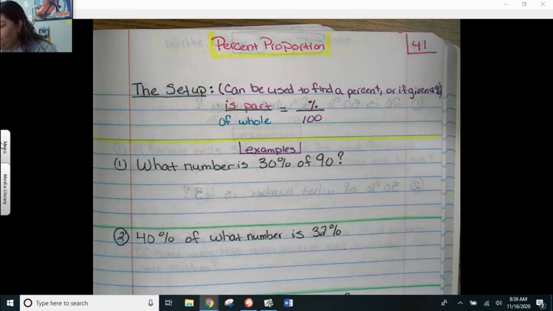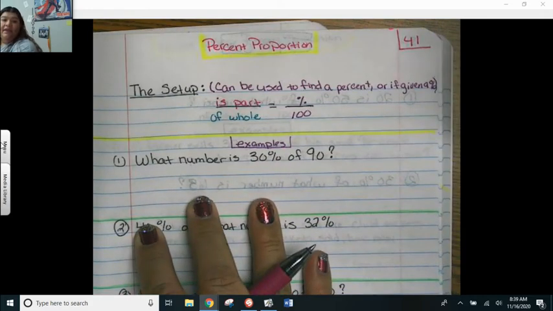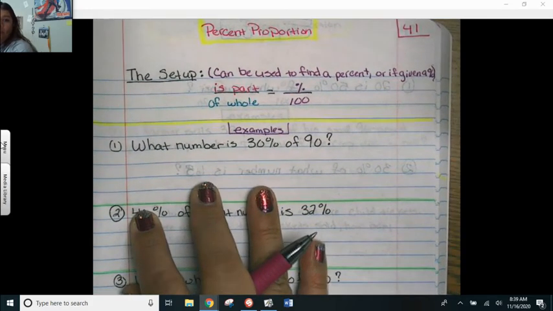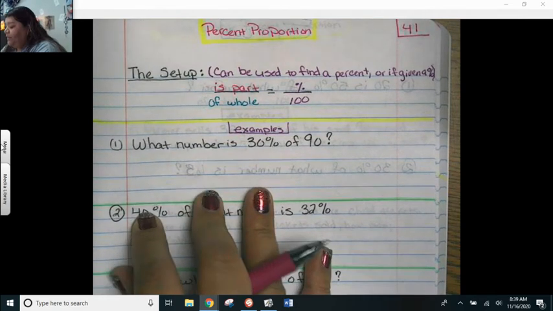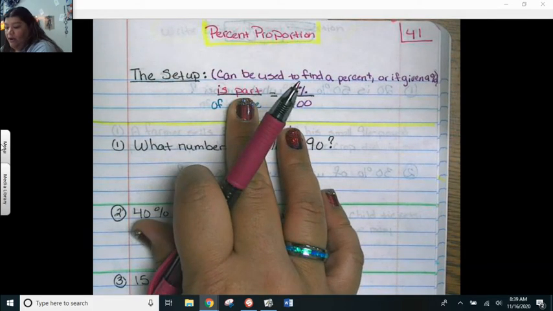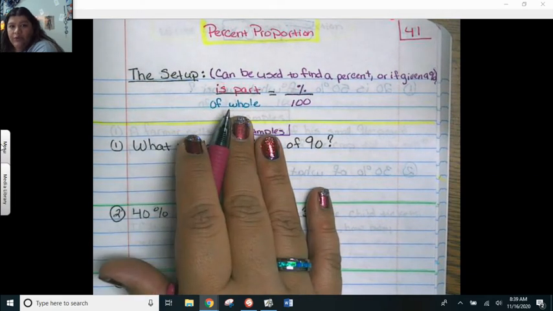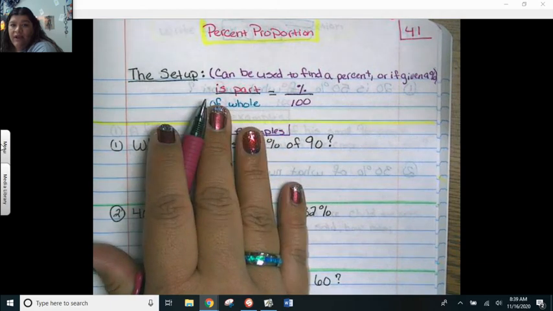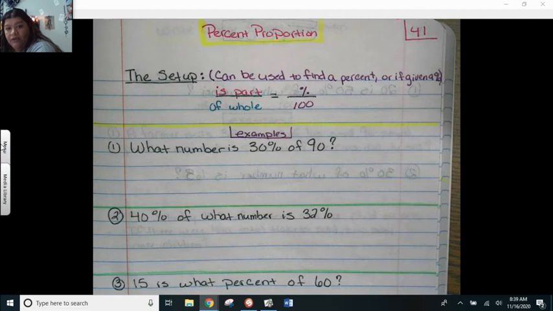Okay, so the percent proportion. The setup is going to be your fraction and then the percent as a fraction as well. So here's my first ratio. The first ratio is like a fraction. It's part to whole. I like to put "is" part of "of" whole, because some questions use the word "is" or "of", and it's hard to determine what's the part and what's the whole amount. So "is" over "of", part over the whole amount, is on one side.